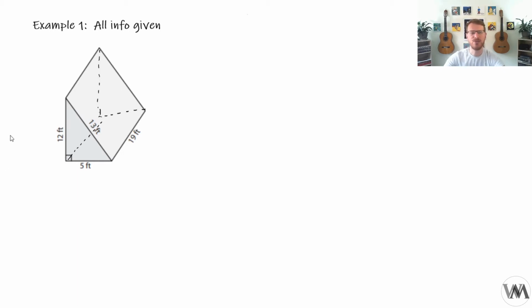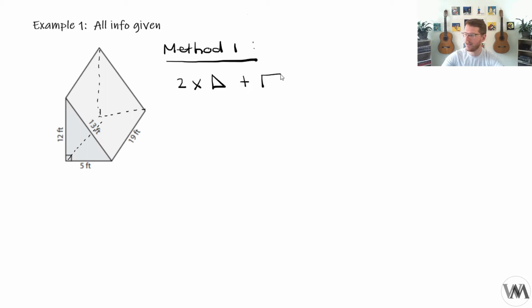Next up, I'm just going to write down my formula that I will be using. It's 2 times the area of the triangle, adding the surface area of my first rectangle, as well as the area of my second rectangle, and then the area of my third rectangle. Now, where are all the shapes in the object?